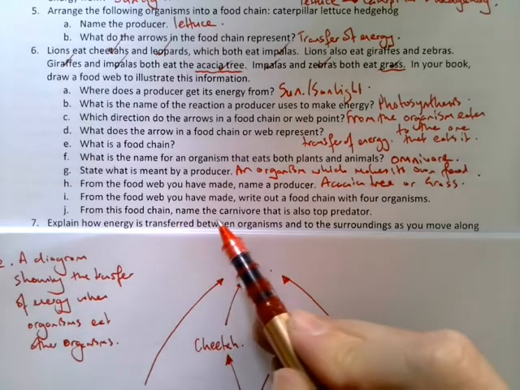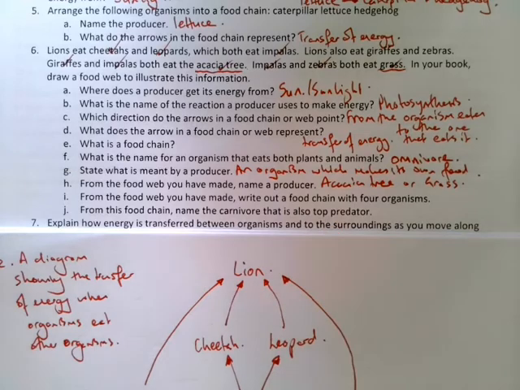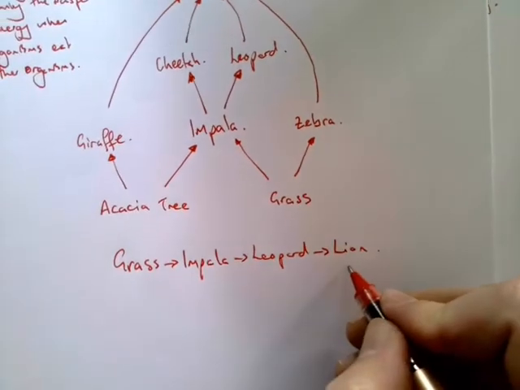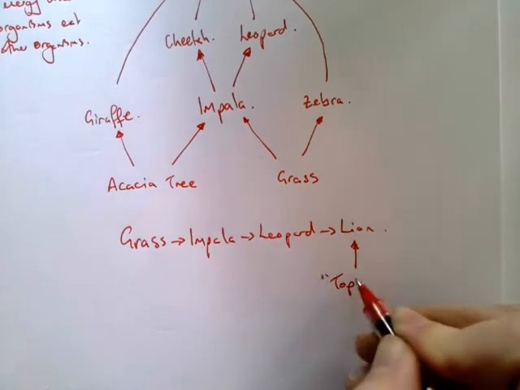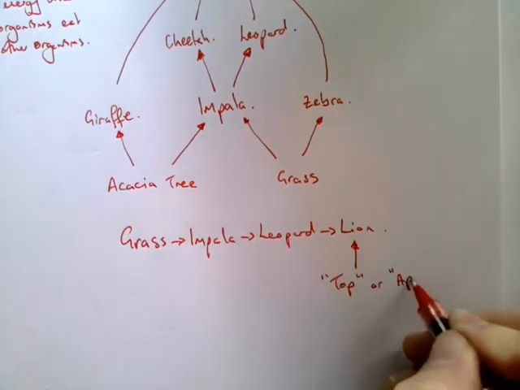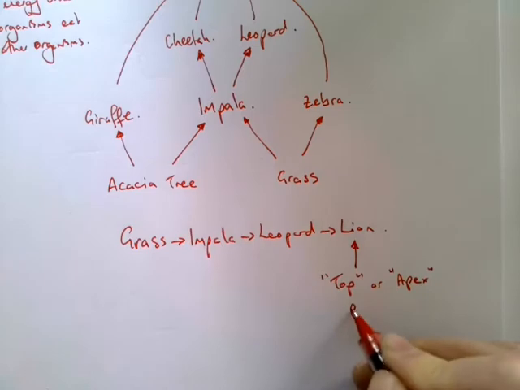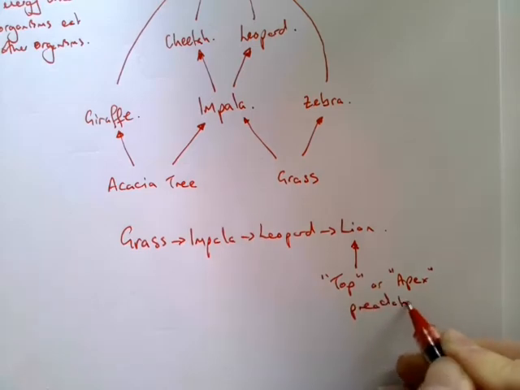From this food chain, name the carnivore that is also top predator. Okay, so the top predator, or the apex predator, that's this one, top, or apex. Apex means the top of the predators. So it has to be the lion.